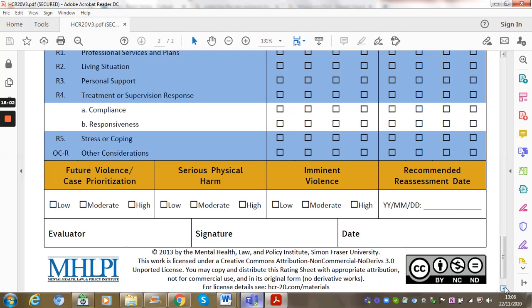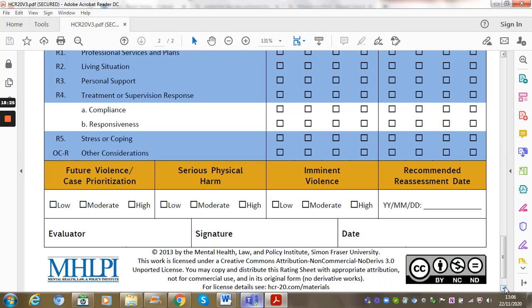The bottom box is there, so future violence case prioritisation. If you tick the low box, that means you think they're probably safe. If you tick the moderate box, that means you think they will need a certain amount of probation supervision to keep them safe. If you tick the high box, clearly you don't think they should be let out of prison at all. You think they'll cause mayhem and carnage wherever they go.